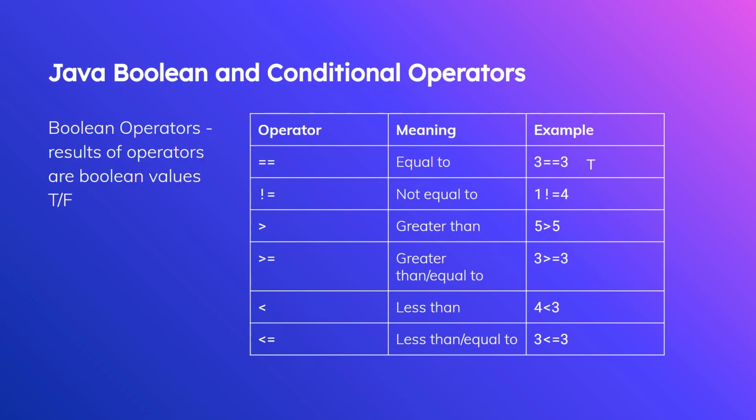The next operator is not equal to. It's an exclamation point followed by an equal sign. Again, we're comparing two values. We have a 1 and a 4. Is 1 not equal to 4? Does that statement make sense? Is 1 not equal to 4? It's true, yes.